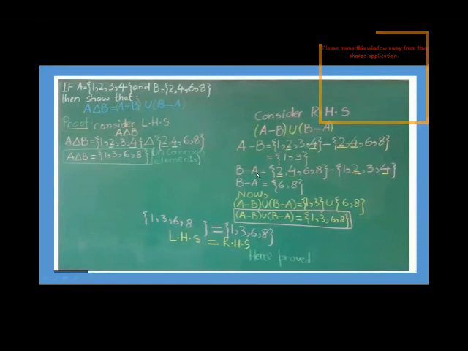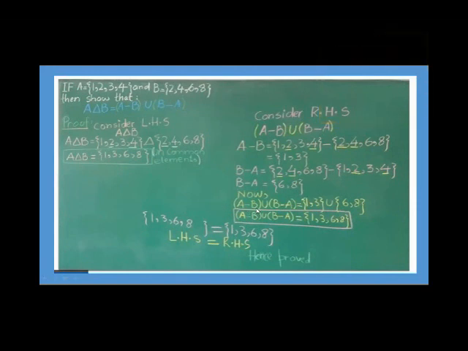Now B minus A: write set B, minus sign, then set A. Compare the two sets and drop the common elements, and then see that set B is given before the minus sign. So write the uncommon elements of set B, which are 6 and 8.